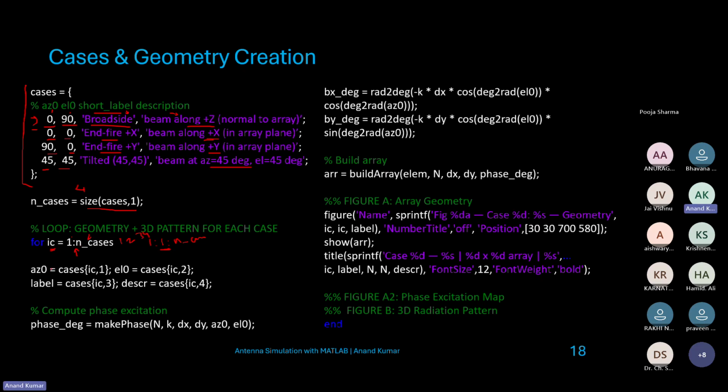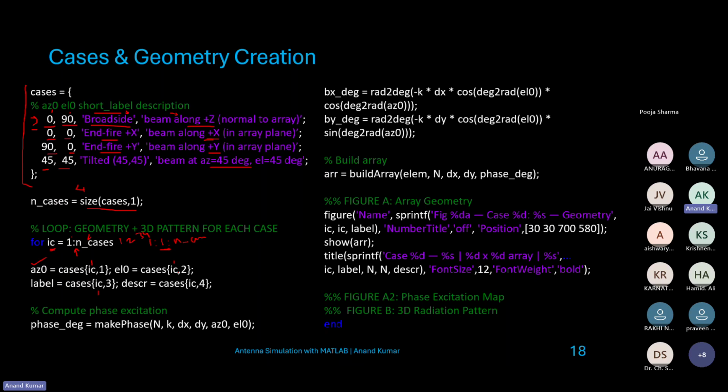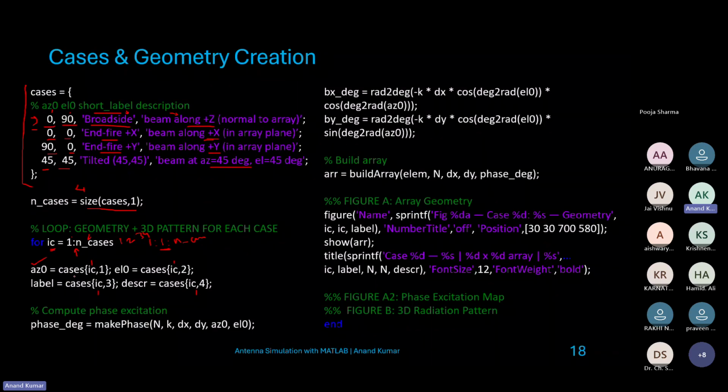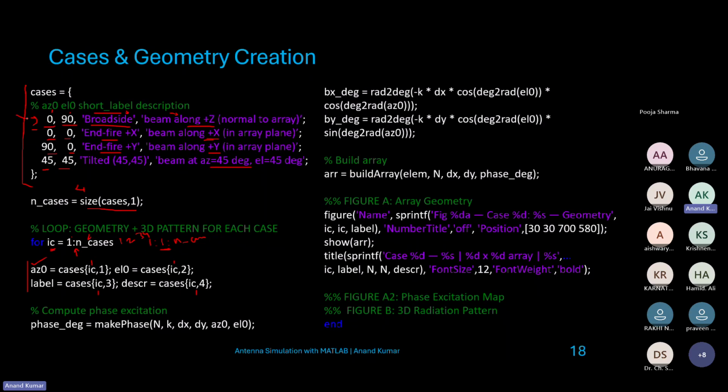When IC is equal to 1, AZ naught is cases 1, 1, elevation is cases 1, 2, label is 1, 3, and description is 1, 4. So what is AZ naught 1, 1? It is 0. El naught is 1, 2, which will be 90. Label is 1, 3, broadside, and description is 1, 4, beam along plus Z. So we have extracted the first case, and now let's run the script for the broadside case. So this will solve for the broadside case now.